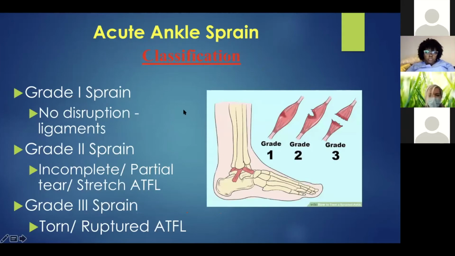So classification, I'm sure as you all know, grade 1 sprain really is no disruption of the ligaments, as you can see. Grade 2 is an incomplete or partial tear, and grade 3 is actually categorized as torn or fully ruptured. And this is also important because if you get an early MRI after an ankle sprain, a lot of patients actually get really alarmed, thinking, "Oh no, I need to have this repaired or fixed because it's completely ruptured." And so I think it's really important to educate patients that a grade 3 sprain is actually a complete tear.